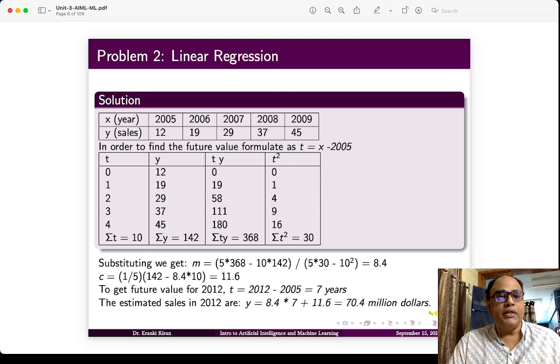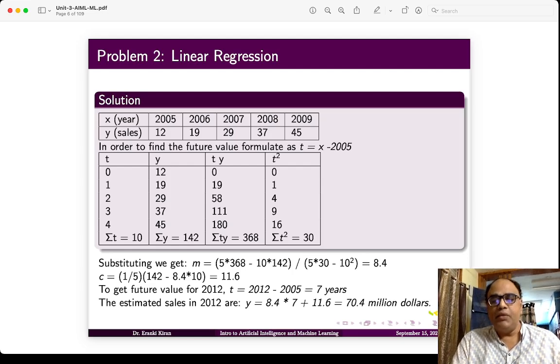So we just presume this time in the future, the year in the future, and what its value is going to be as x minus 2005. So the time series values are represented from 0 to 4 because there are 5 data points here. So y values are given already. So we do the dot product of t times y, and then we apply t square, and then we substitute them into the same equation that we have applied earlier.